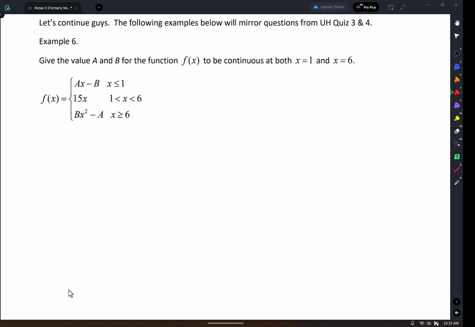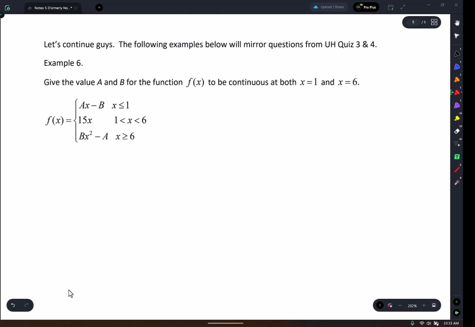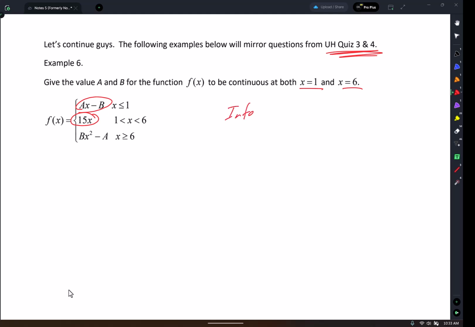Here we go. These are the questions that you're going to get on UH Quiz 3 and Quiz 4. It says, give the value of a and b for the function f of x to be continuous at both x equals 1 and x equals 6. For it to be continuous at x equals 1, I need this piece to equal the 15x. I'm going to do it informally and just plug in a 1. A times 1 minus b equals 15 times 1, so a minus b equals 15.